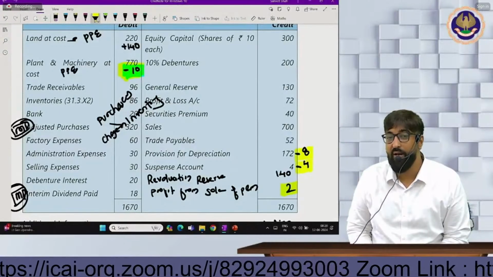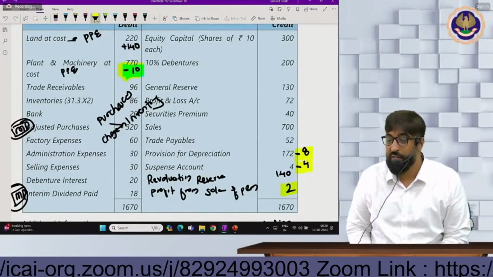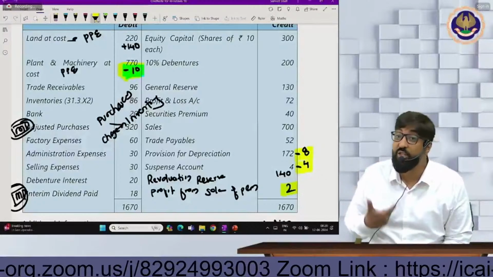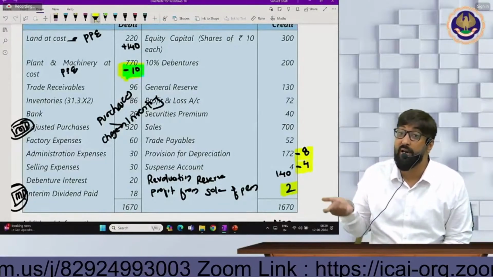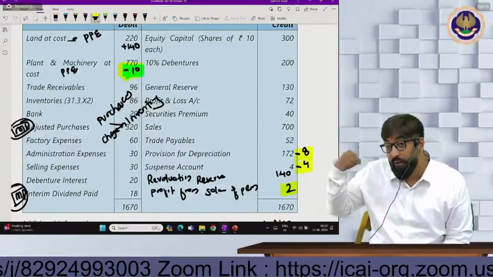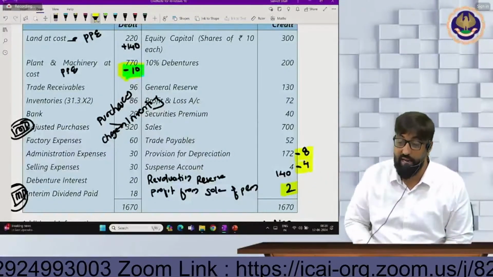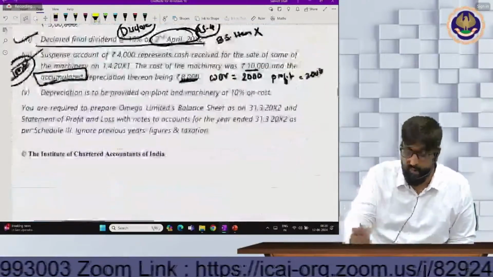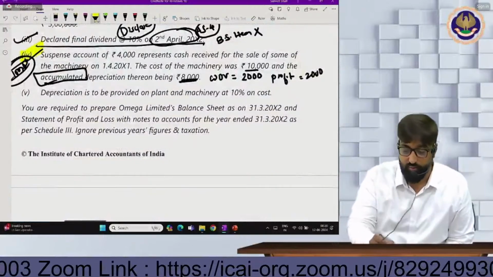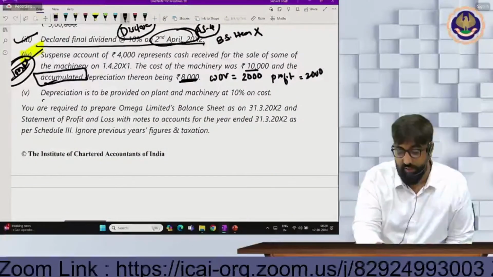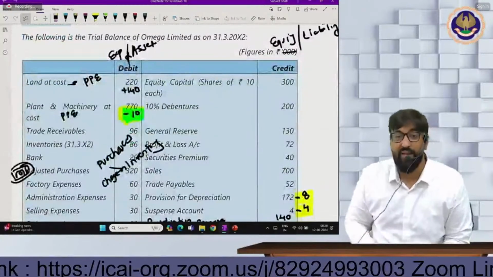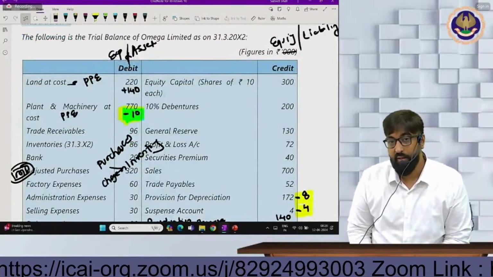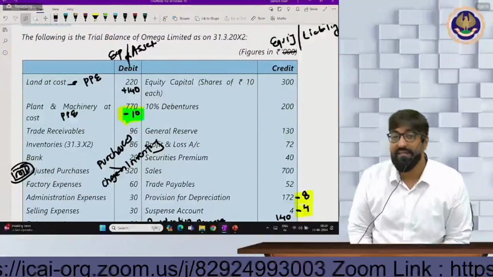So now I have done with this adjustment also. This is called updation of your trial balance. Whenever you are solving this question, first update your trial balance by looking into the question's adjustments. So I have done with the fourth adjustment also. Now I am on the fifth adjustment, depreciation. Now I am left with 770 minus 10. So I am left with 760.